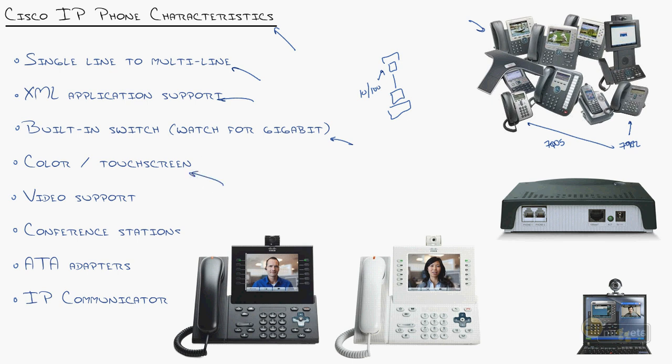Color and touchscreen. You can see just from these pictures, a lot of them are color, a lot of them are not color, and some of them are even touchscreen if you want to go to that level. Is that important to you? And you have to think about, why would I want, yeah, it's cool. Yeah, the CEO might want it, but why do I want that? Are there applications that I need or use that have that color characteristic that I need? Video support. Do you want something like this? This is that 9900 series phone with a built-in video camera, or this is the original.